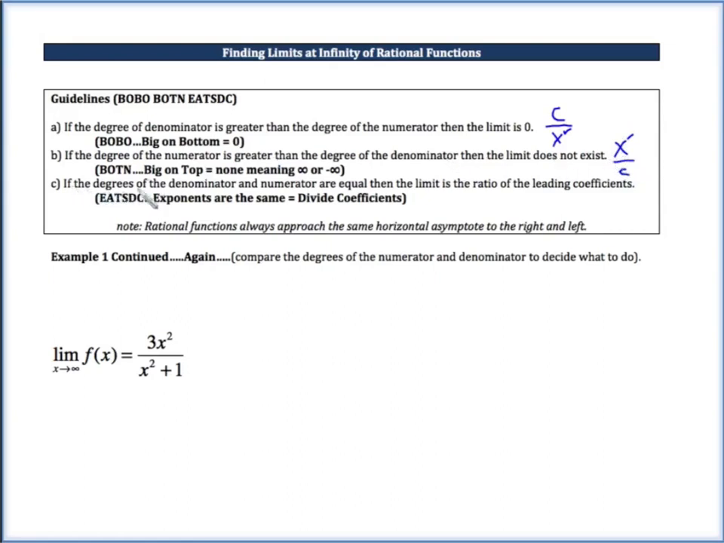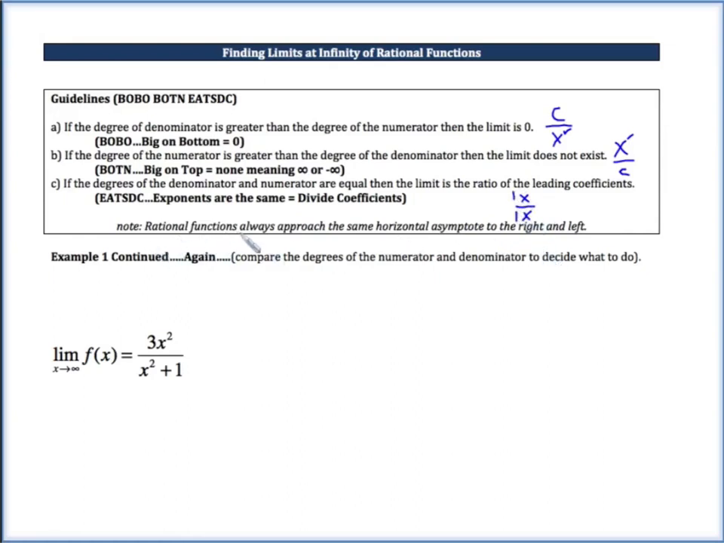And the next one, if the degrees of the denominator and the numerator are equal, then the limit is the ratio of the leading coefficients. And that's our eats dc. Eats stands for exponents are the same, and dc means divide coefficients. So in that case, we would have the same exponents on top and on the bottom, and then it would just be a fraction of their coefficients.